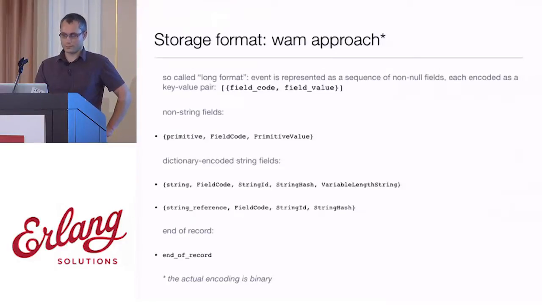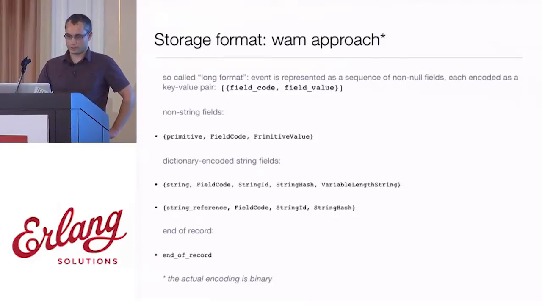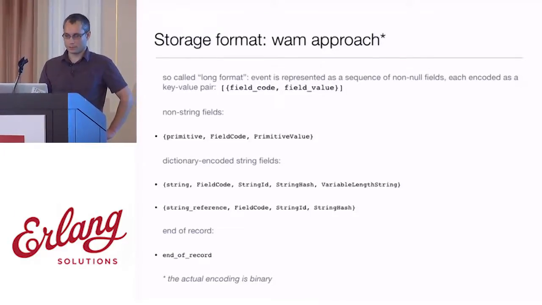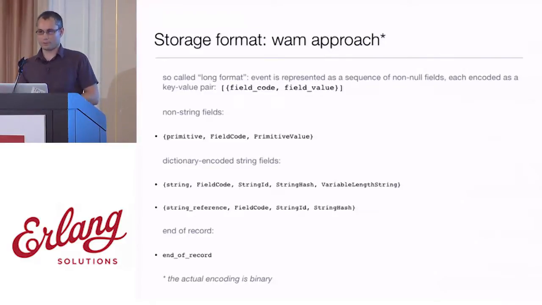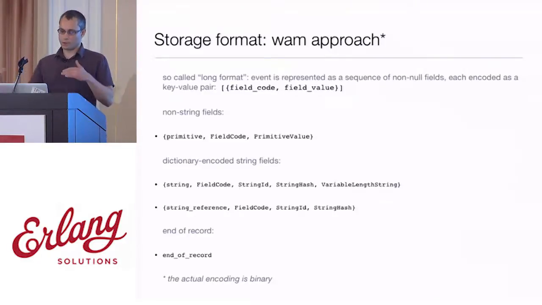Each event is represented as a sequence of non-null fields, and each field is encoded as a combination of field code and field value. It's row by row, but you basically compress the sparse representation into a dense, long representation. You can see pseudocode that describes how it's actually done. For primitive types, it's basically a tag that says this is a field of a primitive type, then the field code, then the primitive value itself.